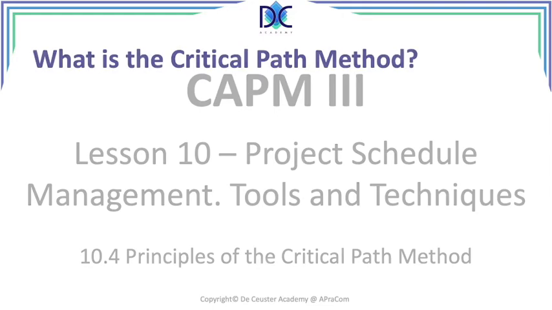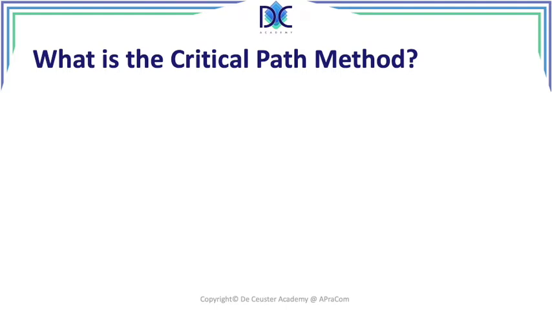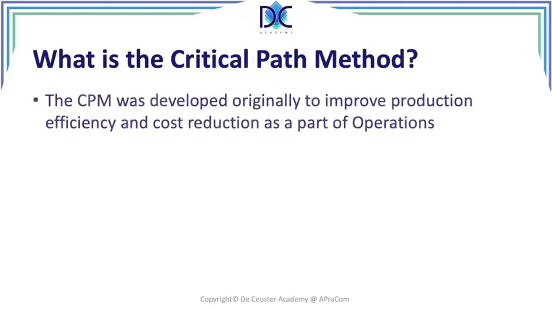So let's have a look at the critical path method. What is the critical path method? Now, the critical path method, also abbreviated CPM, was originally developed to improve the efficiency in the production environment. And it was looking into the principles of cost reduction. Cost reduction is very important in an operations environment, and the critical path method was a way to deal with the increasing costs, reducing costs, and increasing production or operations efficiency.